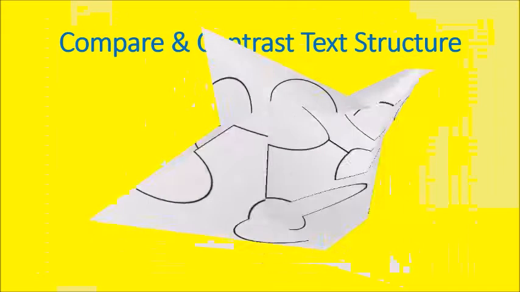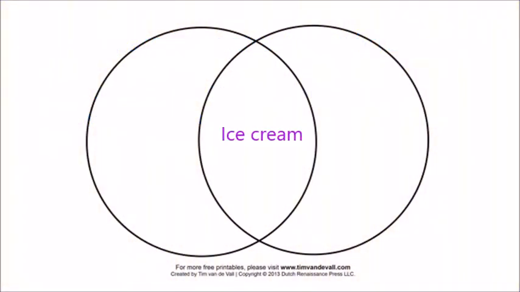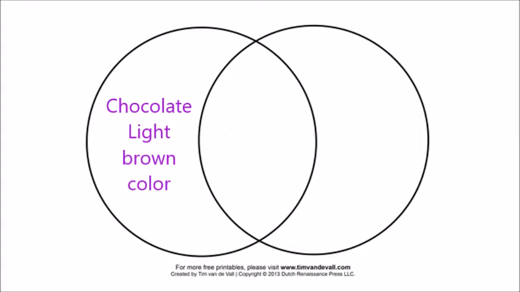And then lastly, we have compare and contrast text structure. It shows the differences and similarities between 2 things. This is probably the type of text structure that you see most often and the type of graphic organizer you see most often. So if I were comparing vanilla and chocolate ice cream, in the middle I would put that they're both ice cream, but on the other sides I would put one is brown and one is white.